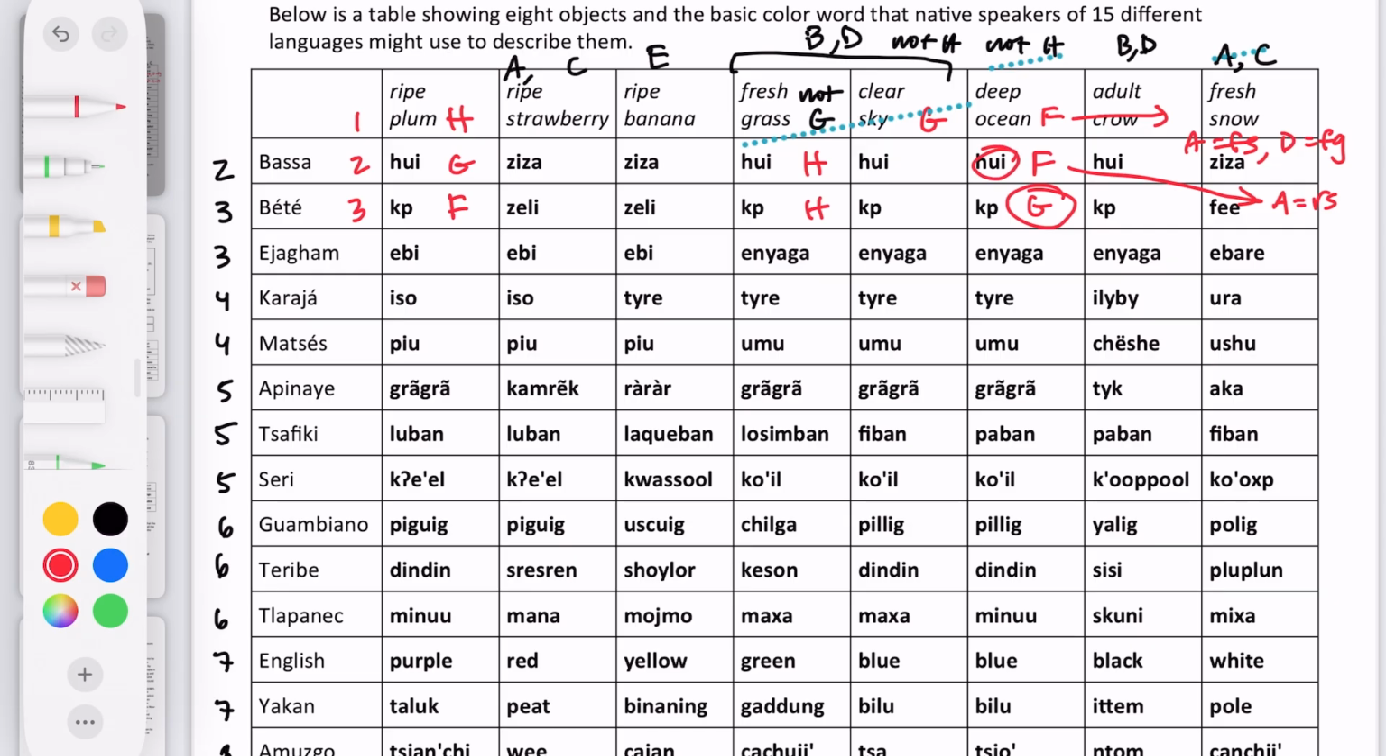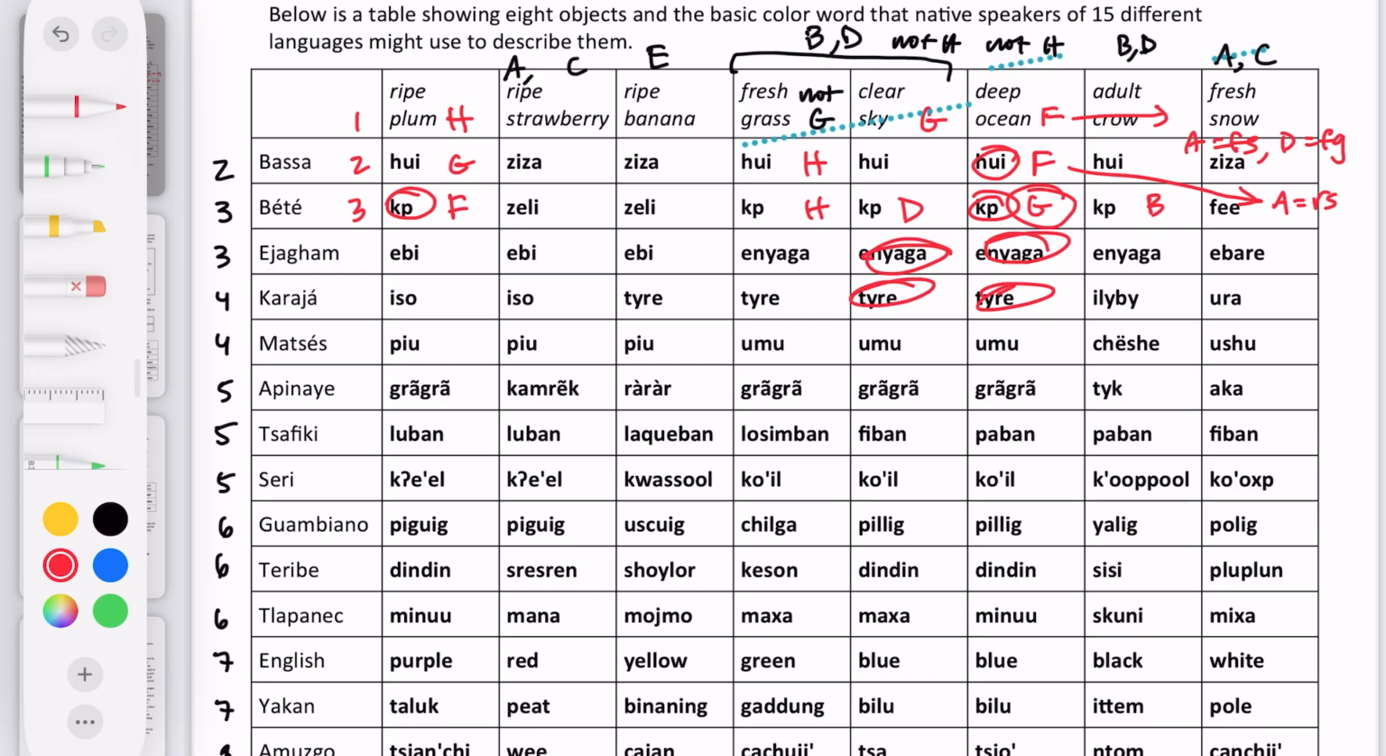So hui is going to match with like this F going to this hui. And then KP is same thing. And Yaga. So the thing about Yaga is our only option is this or this. So we can either make this D and this B, or we could do the opposite. So let's just start out with this and see how it goes.